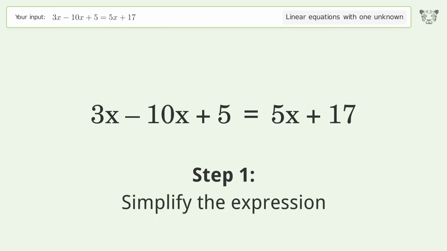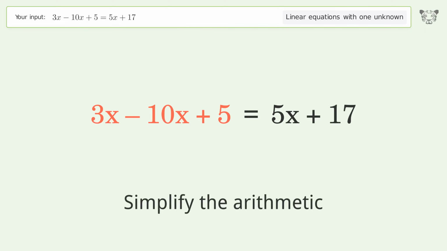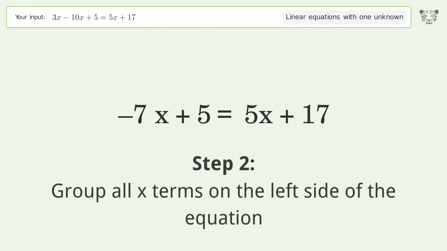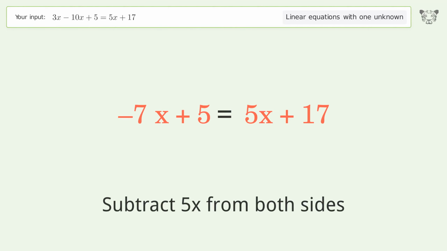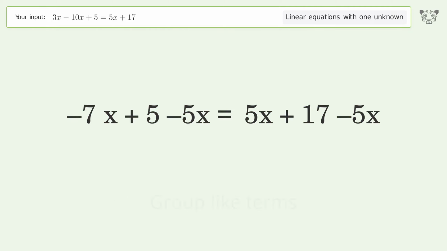Simplify the expression. Simplify the arithmetic. Group all x terms on the left side of the equation. Subtract 5x from both sides. Group like terms.